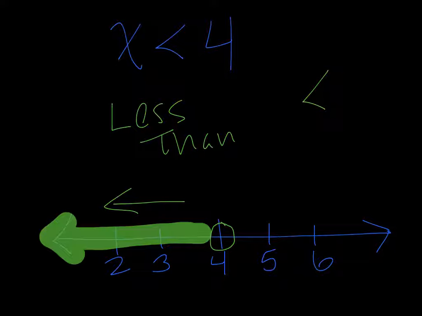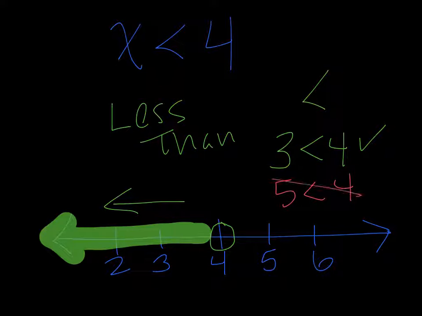So if we plugged in 3 for our solution, 3 is less than 4. That's a true statement. But if we were to plug in a number to the right, like 5 or 6, 5 is not less than 4, so that will not work. Okay, so when we shade our number line, we're shading our solutions.